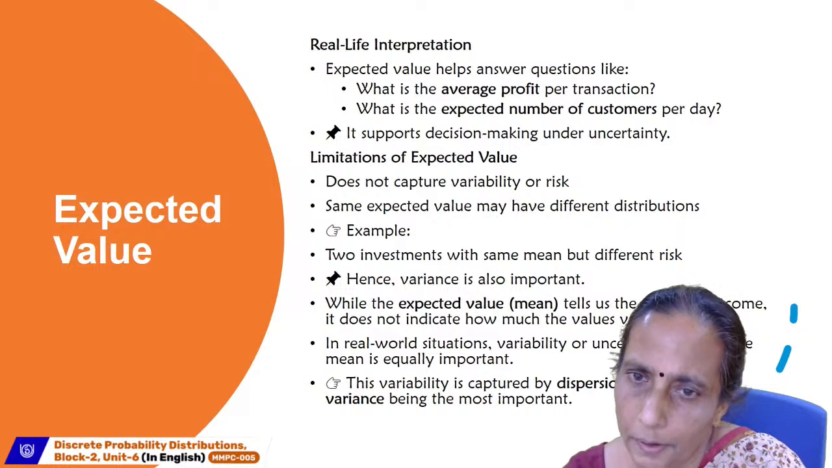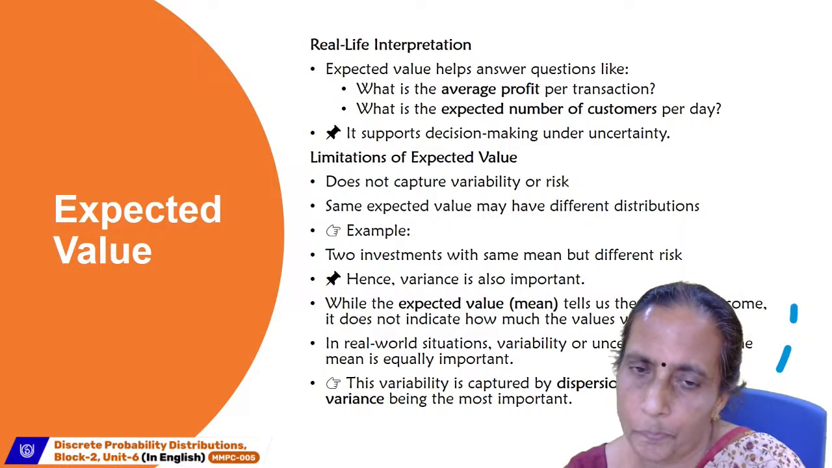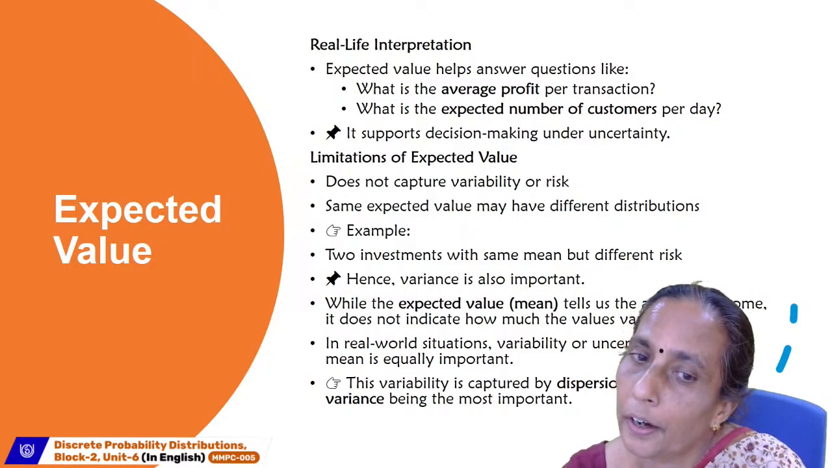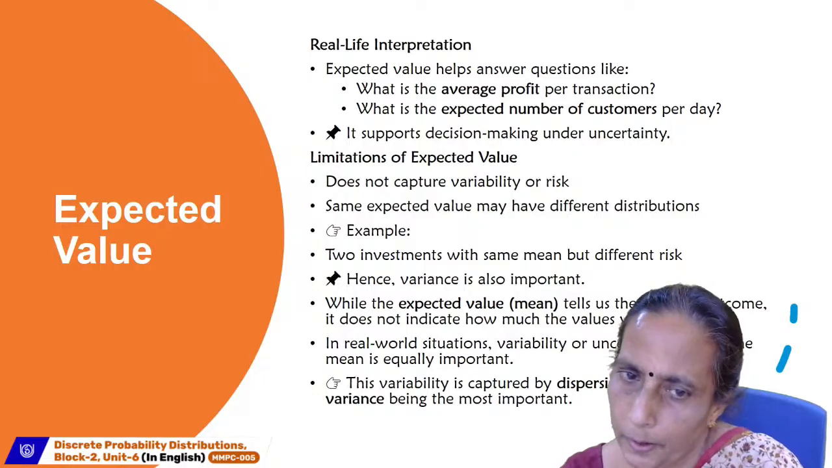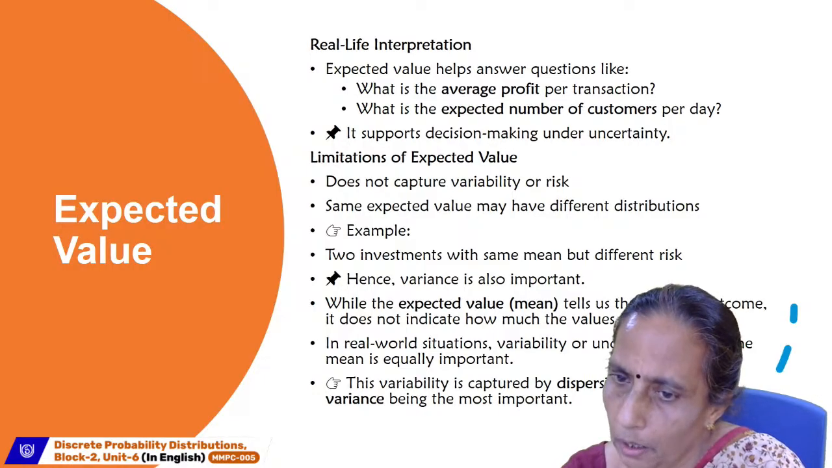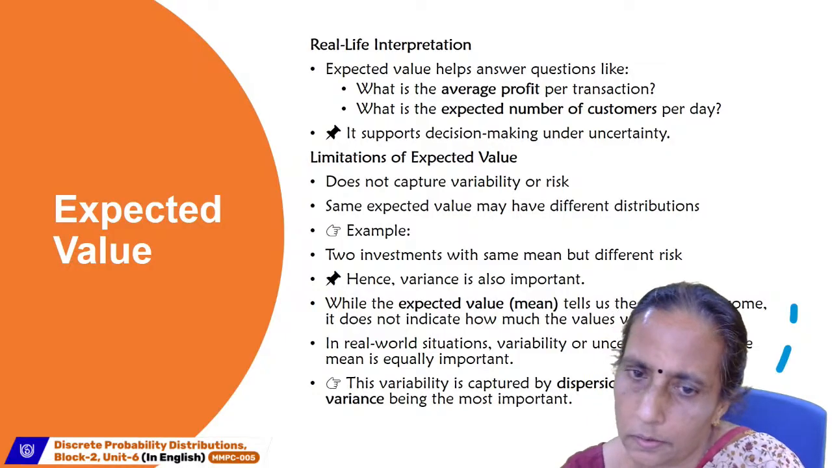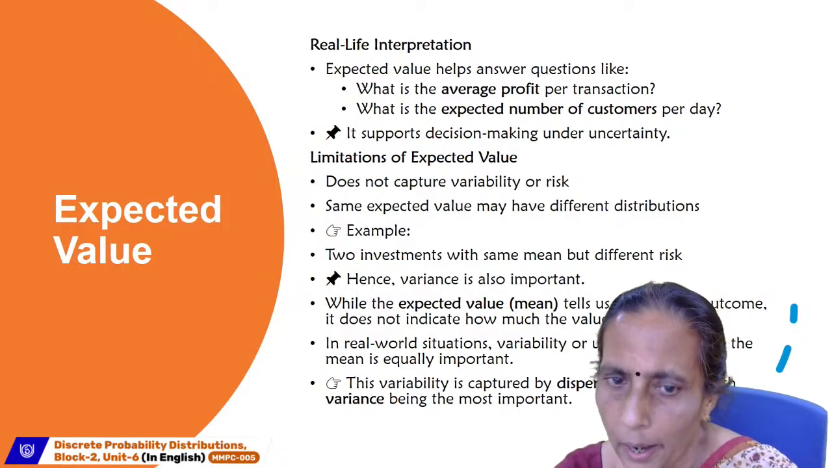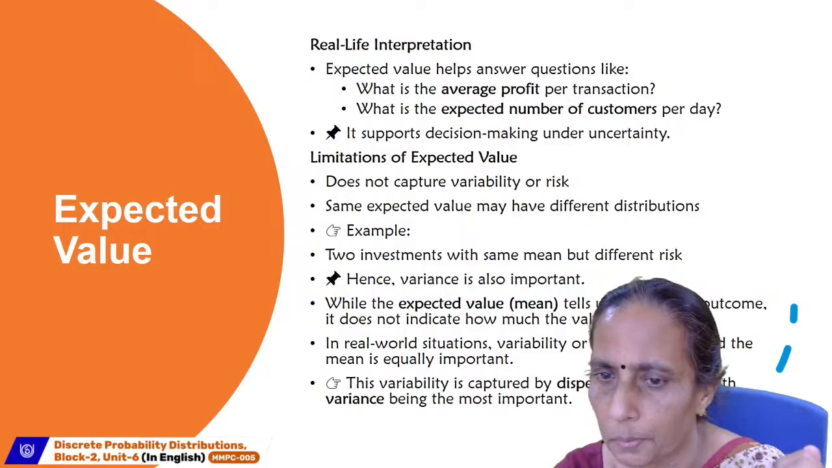A limitation of expected value is that it doesn't capture variability or risk. The same expected value may have different distributions. For example, two investments with the same mean but different risks. Hence, variance is also important. So it may happen that you are having two investments.